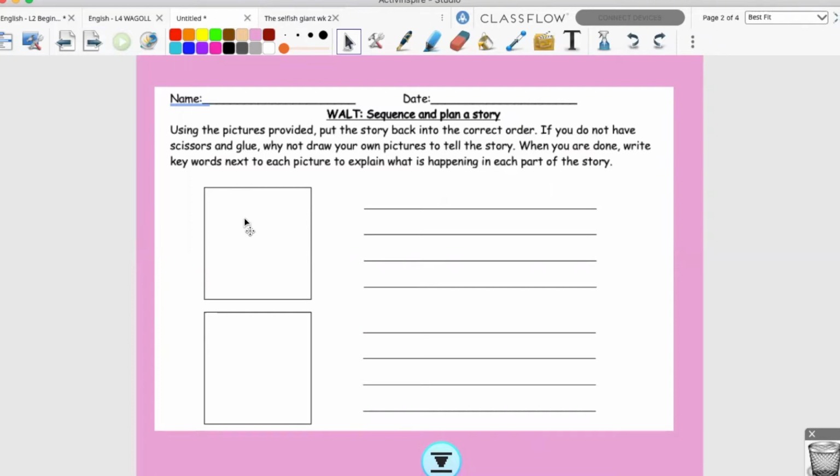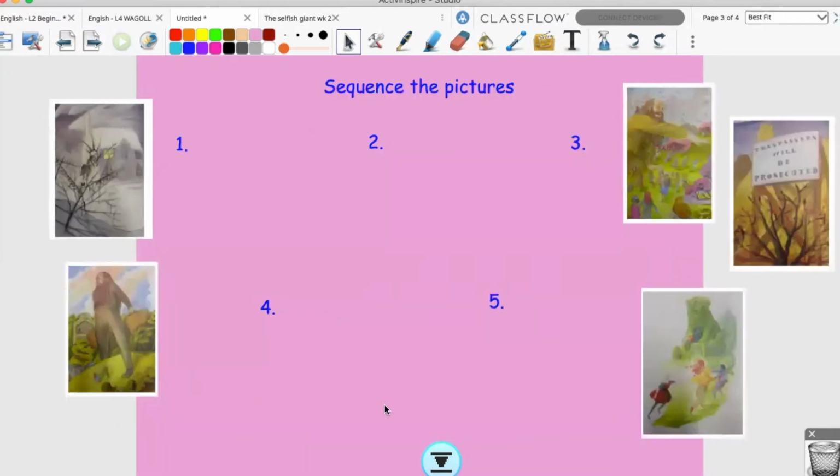So on your sheet here, on the boxes, I've just got 2 up to show you, but you'll have 5. This is where you can cut out and stick the pictures into the right order to tell the story. If you're not sure or you can't remember, you can always go back to the video on the class page where we read you the story. Now, I've just got the pictures up here to put them in order.